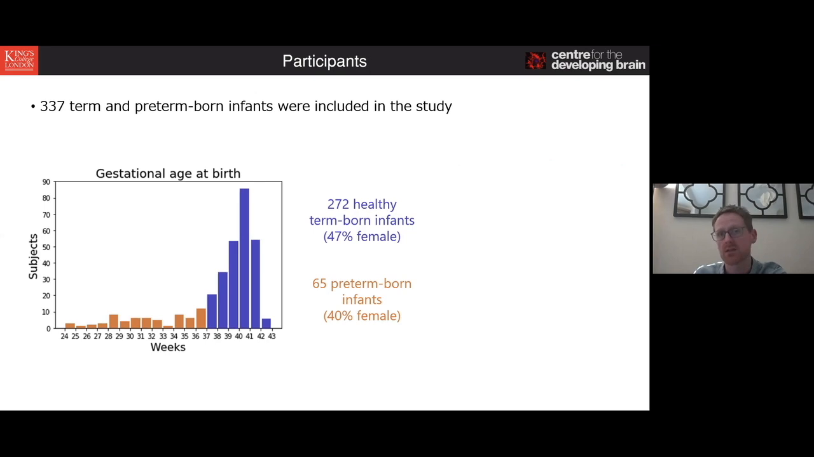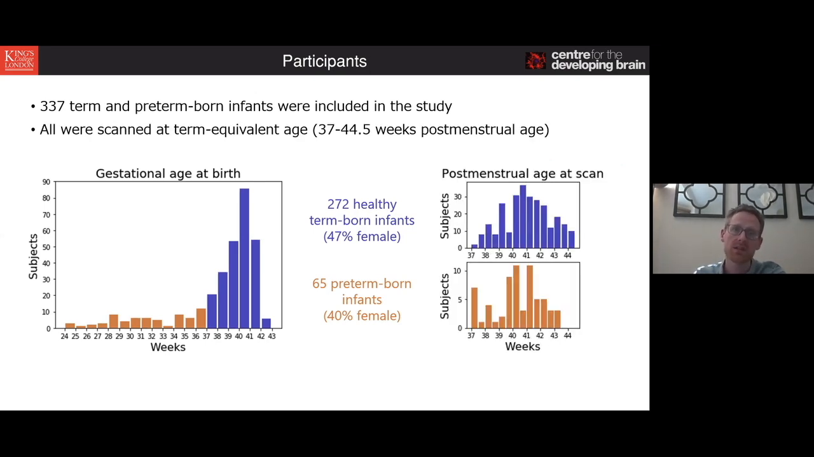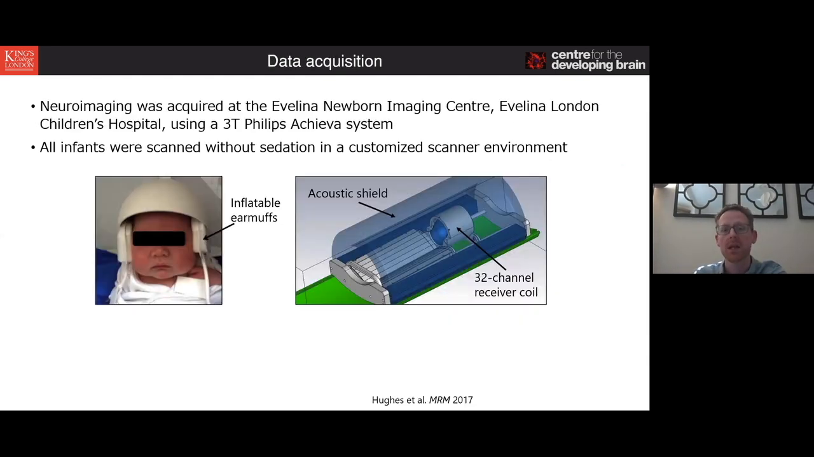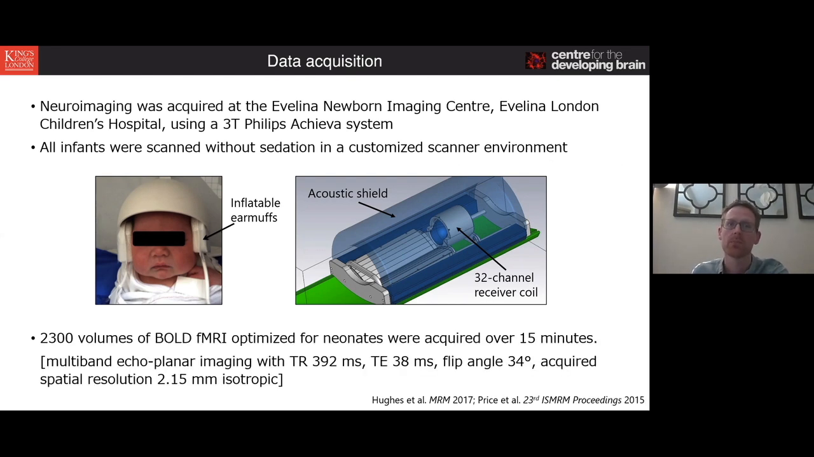337 babies were included in the study, 65 born preterm. Whether they were born term or preterm, all were scanned at term equivalent age, and just one imaging time point was used for each infant. Scans took place in a customized environment for neonatal imaging. Infants were fed and comfortably positioned in a vacuum jacket prior to scanning to promote natural sleep. 2,300 volumes of high-resolution BOLD fMRI were acquired for each infant over 15 minutes.